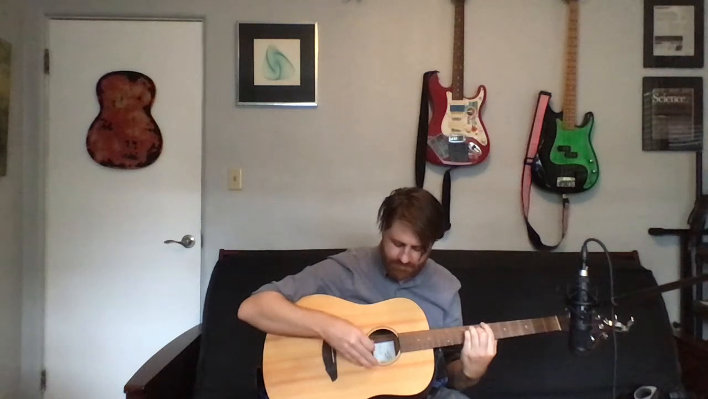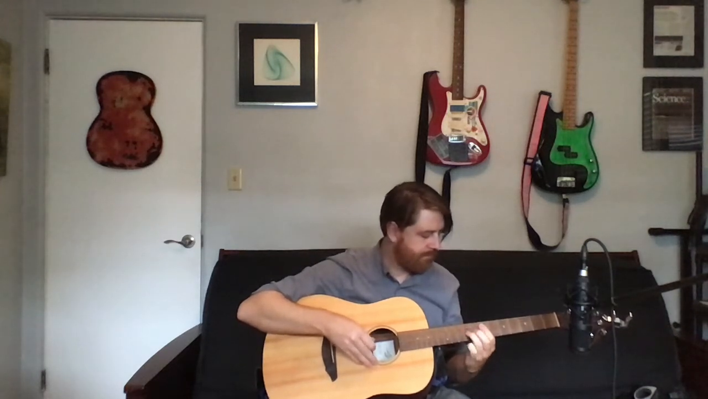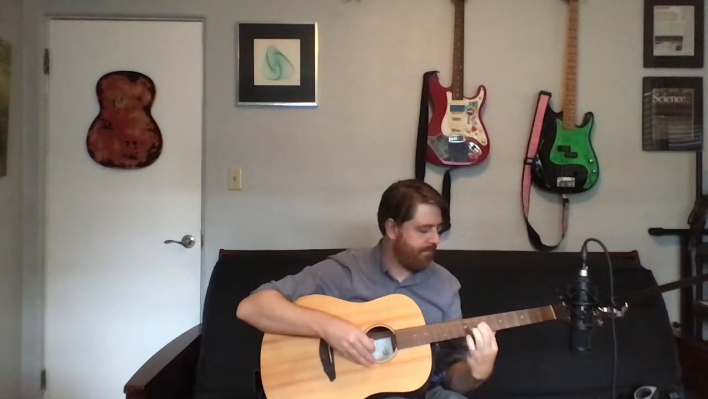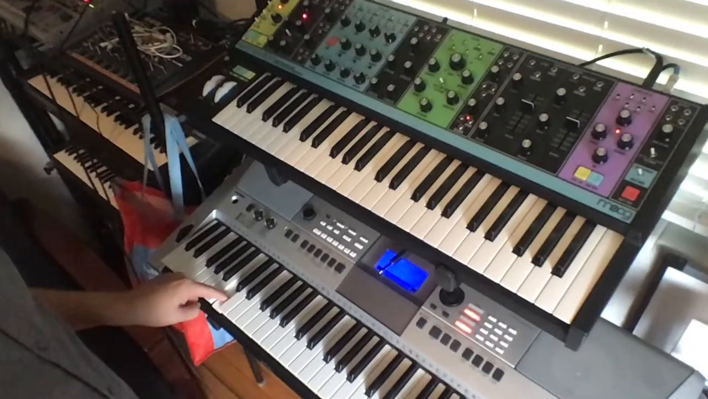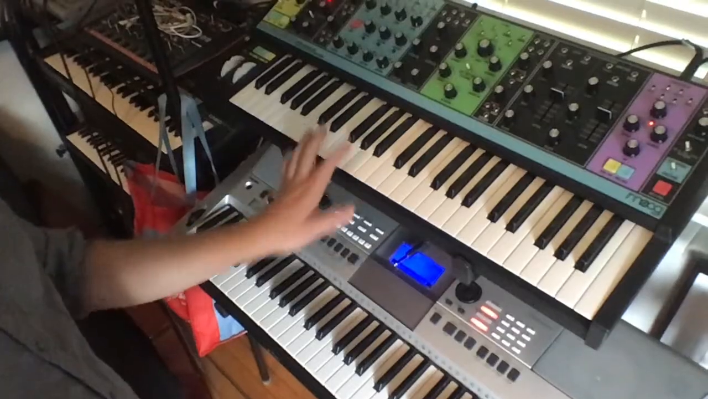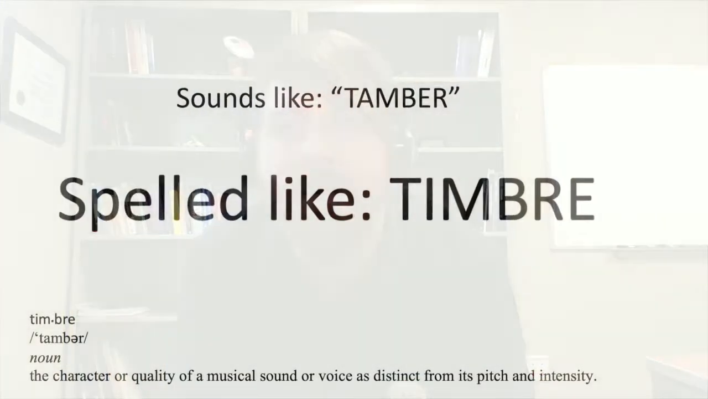Have you ever wondered why different instruments, such as a guitar, a cello, or a piano, sound different even if they're playing the exact same note? In order to understand the unique sound of an instrument, usually called timbre, we need to learn a little bit about the physics of waves on a string.